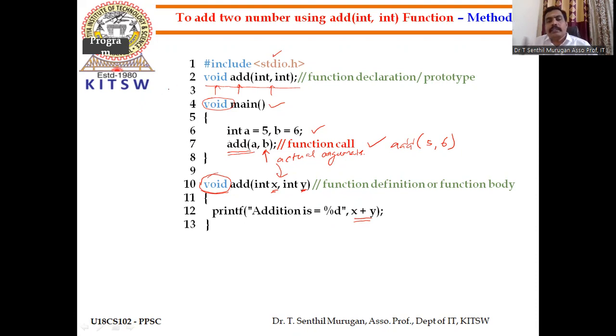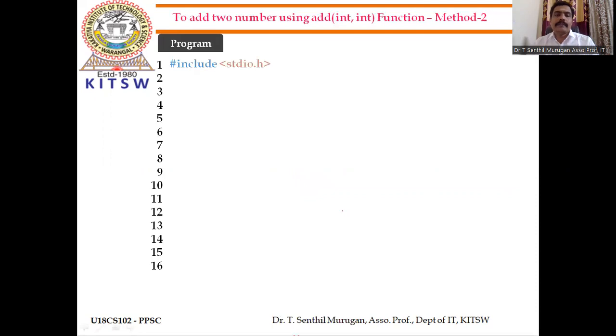Okay. So the main thing is how we can use a function prototype. Once we are using the function prototype, how we can call the function, how we can define the function, we see in this program. Okay. So what is the output? If you give 5 plus 6, the addition is 11. It will print addition is 11. That is the output.